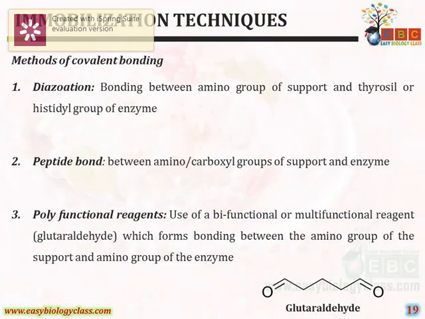Okay, exactly what is happening in the covalent bonding, and how various chemical groups make the bond with their support system, are explained here. That is, a peptide bond can be formed between two amino acids. Diazotation is explained here. Then polyfunctional reagents are explained here. These are not important for us. We will go to the next slide.